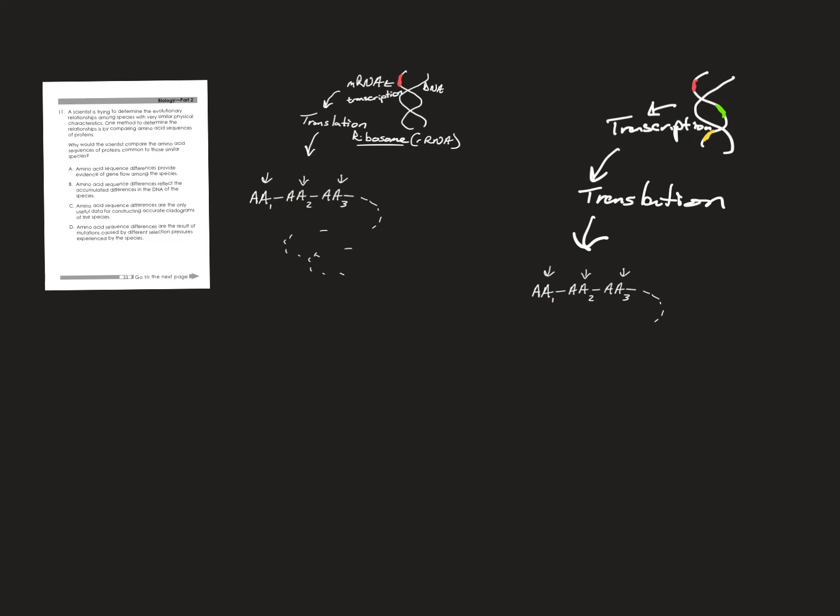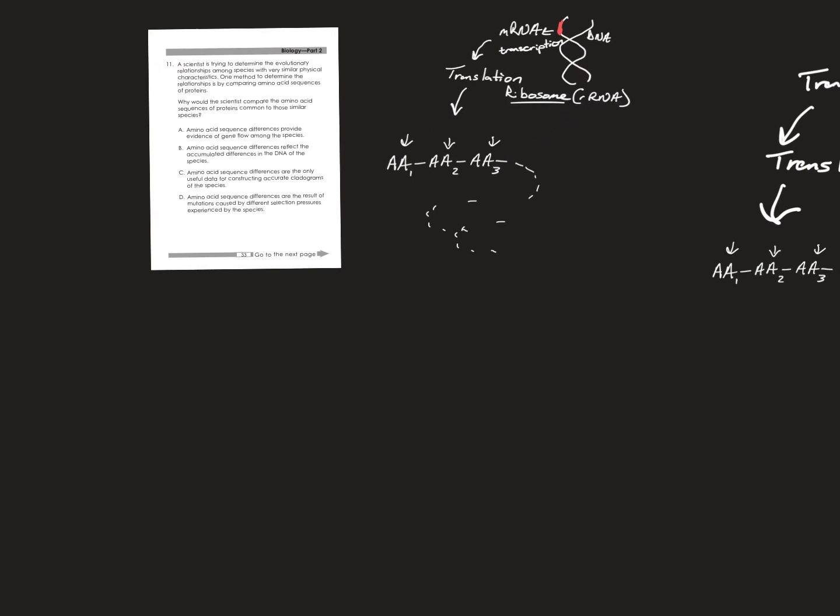So if the two species of bird or whatever are different, then they'll have many differences in their proteins and their amino acid sequences. And if they're the same species, then they're going to be pretty much the same. They might have different alleles, so they might be slightly different.